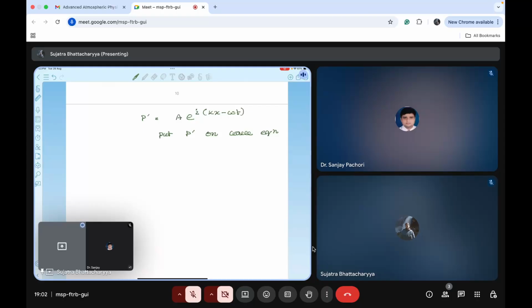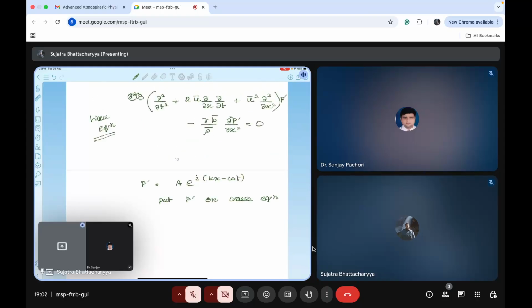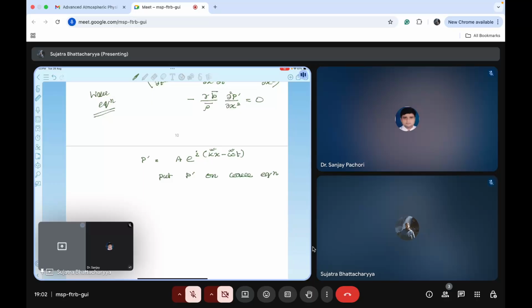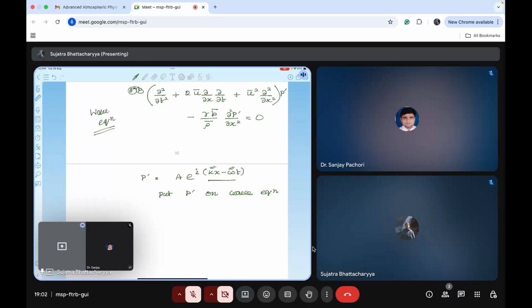If you put this solution on the wave equation, you will get a dispersion relationship, that is, a relation between omega and k. That will help you to understand the wave speed, whether the group speed exists or not, and many other things. Mostly these unknowns, k and omega, will fulfill this equation. Okay, let's see. So put that in the main equation.